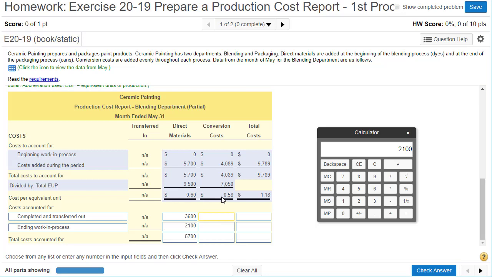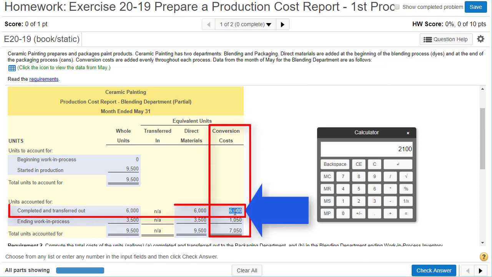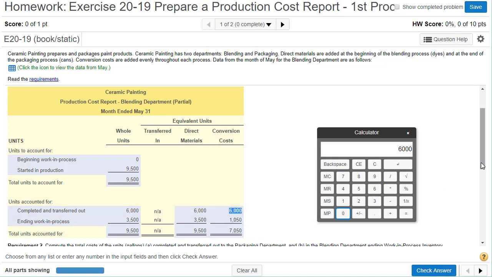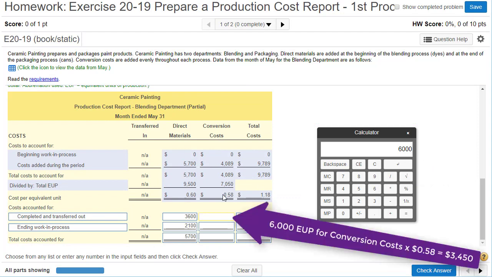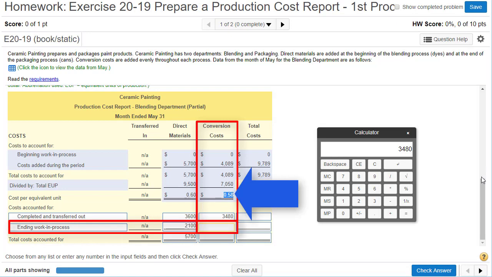Now, for conversion costs, we're going to take the cost per equivalent unit of 58 cents, and then notice we're working on completed and transferred out. So our completed and transferred out units for conversion costs are, again, 6,000. And we're going to multiply by 0.58 equals 3,480.